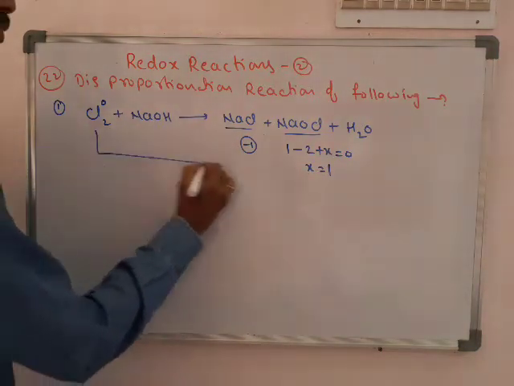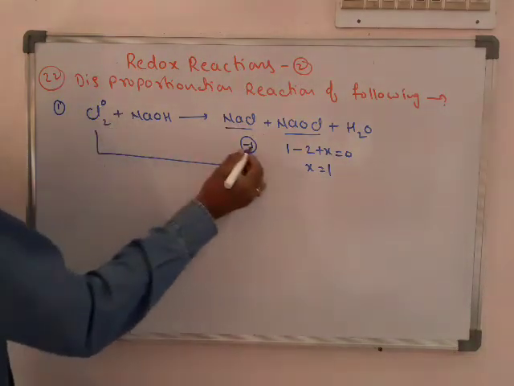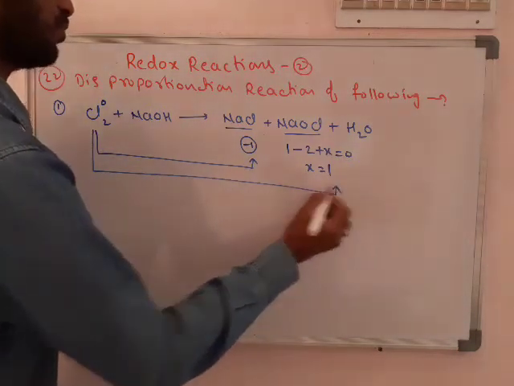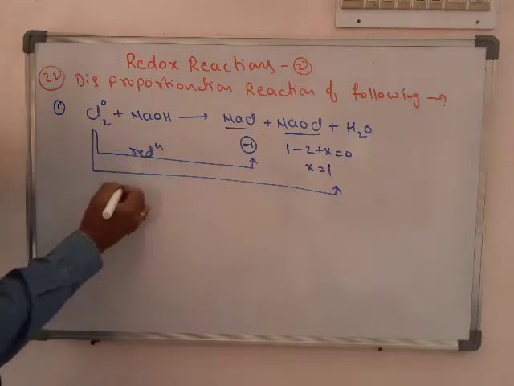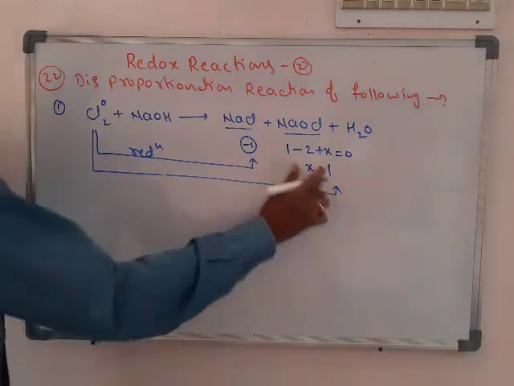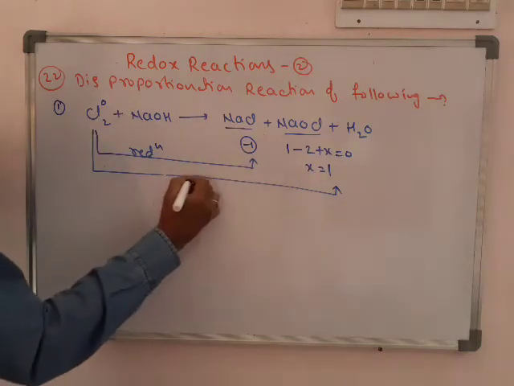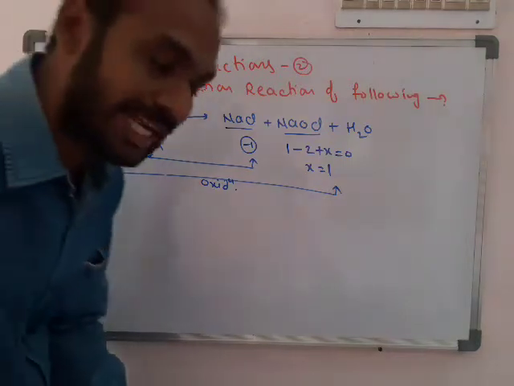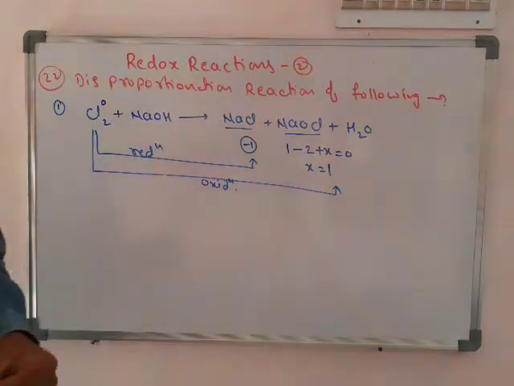Here chlorine goes from 0 to minus 1, and chlorine from 0 to plus 1. Chlorine is reduced in the first case; it is the reduction of chlorine. Cl2 has oxidation number 0, and going to Cl plus 1 it is oxidation. So here Cl undergoes oxidation and also reduction. So this reaction is an example of a disproportionation reaction.